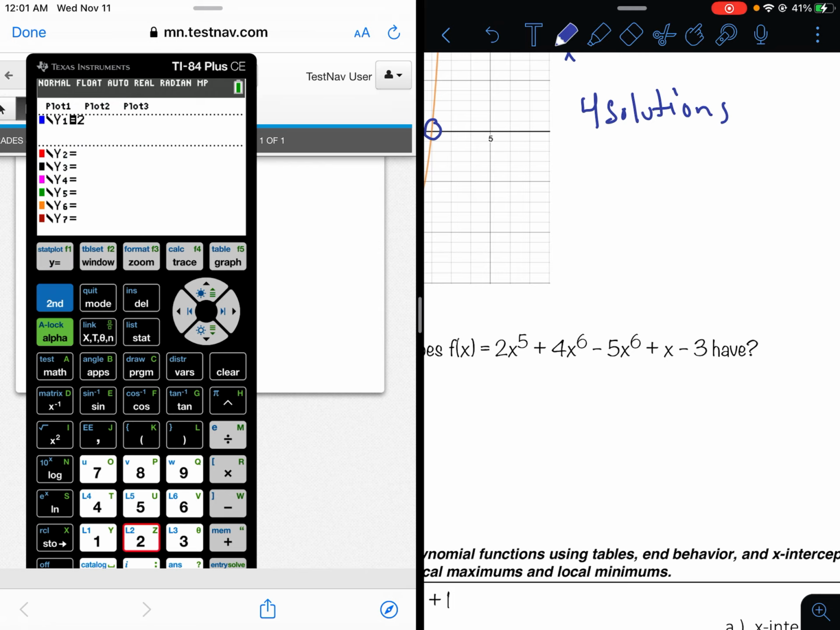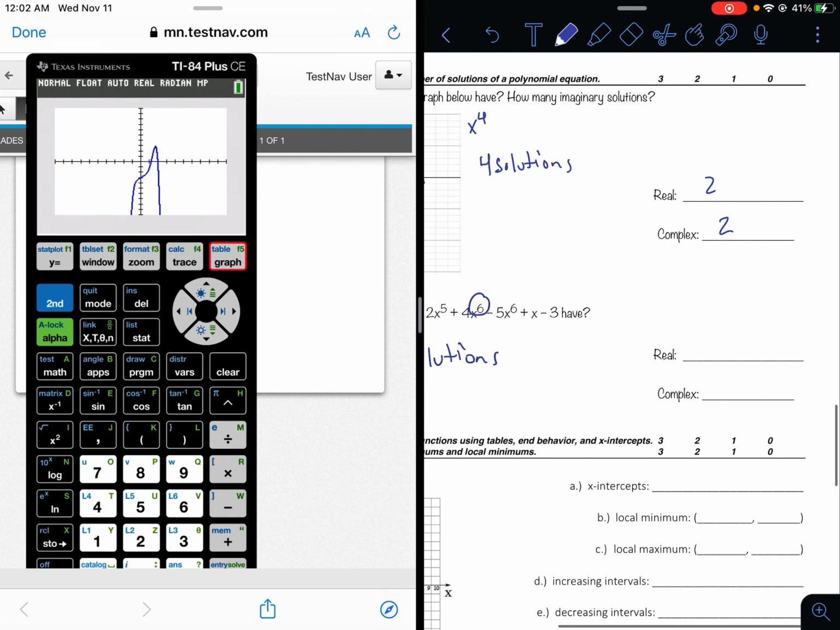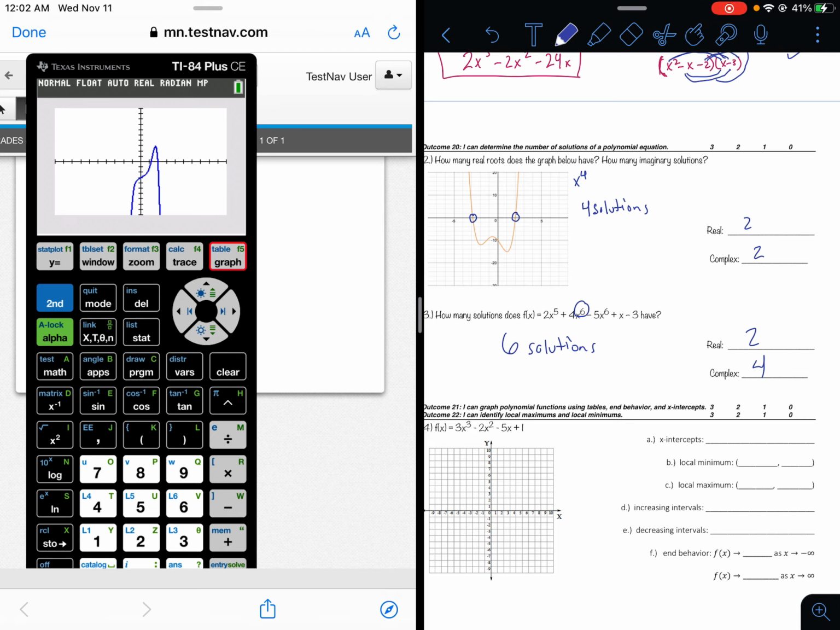Now, this one here, I'm going to have to look at. So I need to go over here and put this in my graphing calculator. 2x to the 5th plus 4x to the 6th minus 5x to the 6th plus x minus 3. And so we're going to look at the graph. And so here we can see that it only crosses the x-axis in 2 places. But because the highest exponent is a 6, I know I have 6 solutions. The fact that I only see it crossing the x-axis twice means that only 2 solutions are real. And that must mean that the other 4 are imaginary.